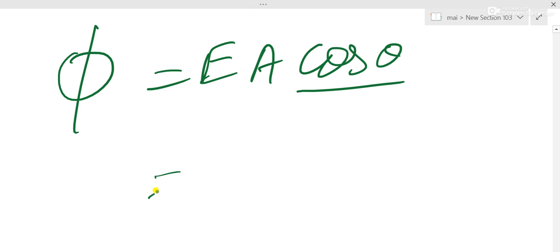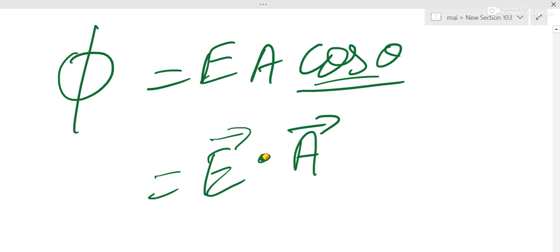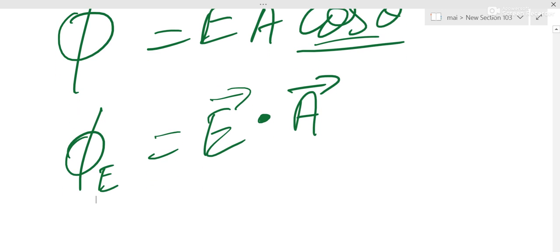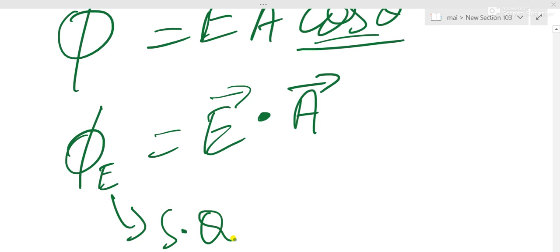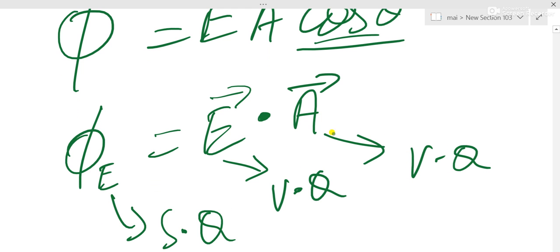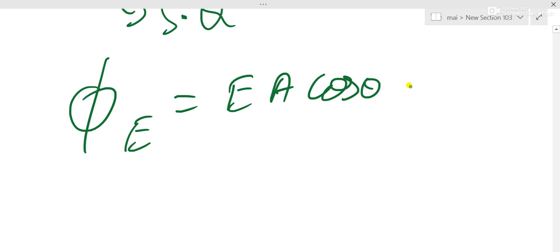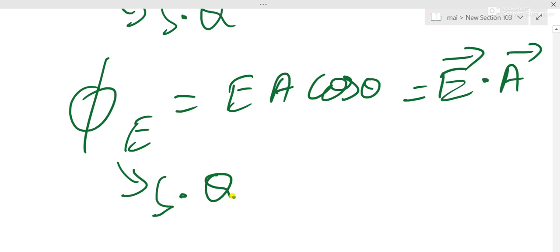Cos theta is represented as the dot product E dot A. You can write cos theta, otherwise you can write it as the dot. Whenever you get cos theta, it is going to be a scalar quantity. Electric field is a vector quantity, and area is a vector quantity. When we multiply these two with cos theta, it's going to be a scalar quantity. So electric flux is equal to EA cos theta, or E vector dot A vector. But flux is a scalar quantity. The final output will be a scalar quantity.